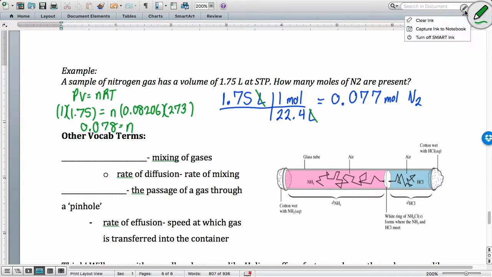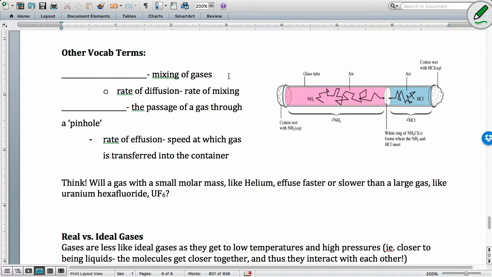So we have a couple other vocab terms I want to go over real quick. Mixing of gases is called diffusion. Think whoever smelt it, dealt it. If someone farts next to you, they're going to smell it first because it's going to spread out and mix with the other gases in the room close to them. Effusion is a little bit different. You can also think of whoever smelt it, dealt it for effusion. Effusion is the passage of the gas through a little pinhole. So it's the speed at which a gas will transfer and spread out.